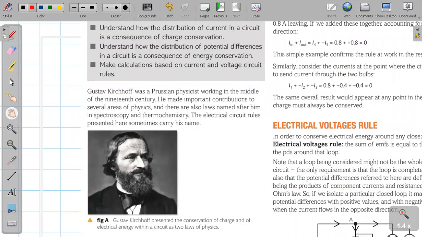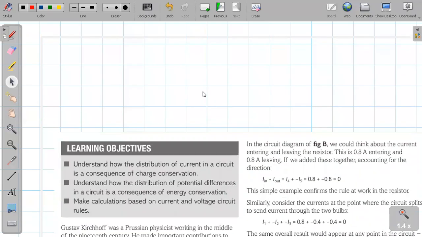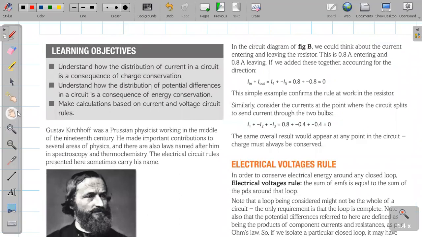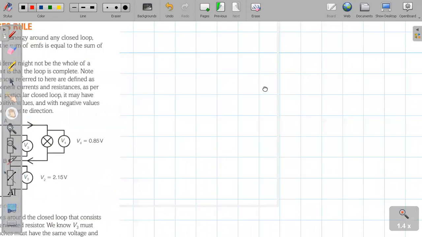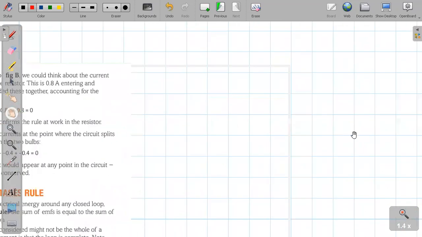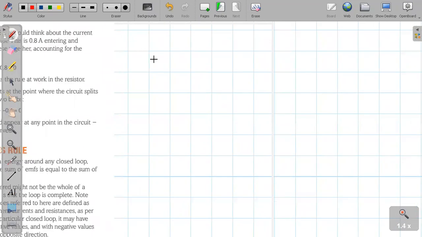So according to Kirchhoff's rules, there are two rules. One is the current rule and the other one is what? The voltage rule, isn't that so? Let me explain firstly the current rule. According to the current rule, what does it suggest? The algebraic sum of the currents at a junction is 0. Junction means any point you can take, any joint.